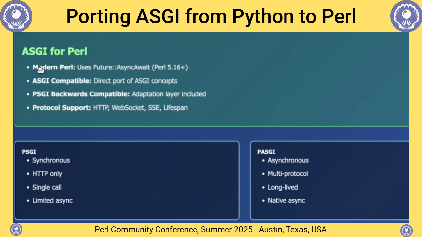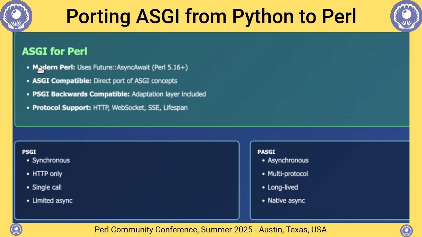PASGI is asynchronous from the start. It's multi-protocol, so the idea is it will natively handle WebSockets. It'll natively handle HTTP 1.1. I'm hoping to be able to support HTTP 2 and maybe even HTTP 3. I intend to have it support server-side events as well.